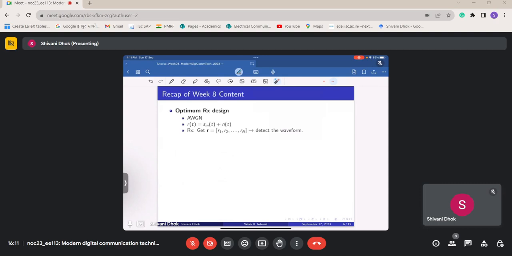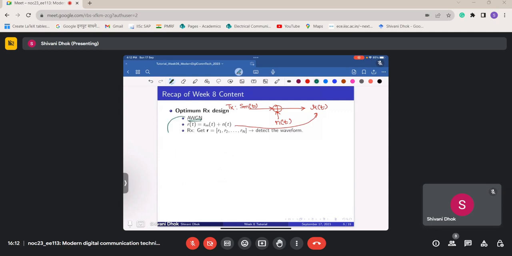However, we started by considering an ideal channel, that is, the channel gain as 1, but having additive white Gaussian noise. If I'm transmitting s_m(t), this is what I'm transmitting. So this noise n(t) gets added, and what we receive is r(t), the same r(t) as mentioned here. So this is what we get in considering additive white Gaussian noise.